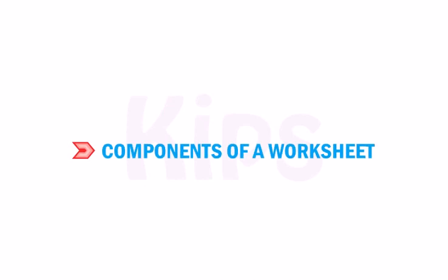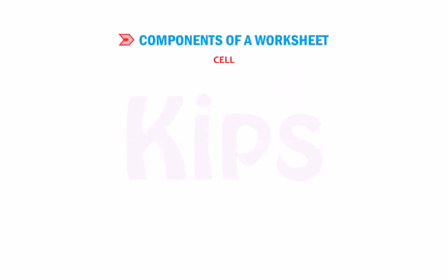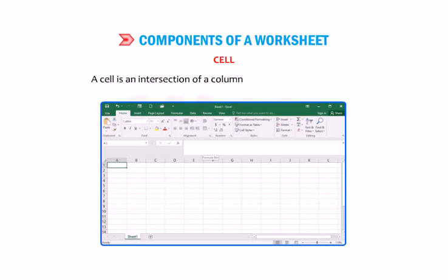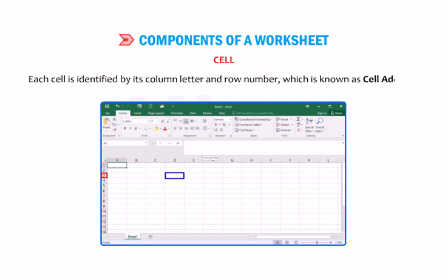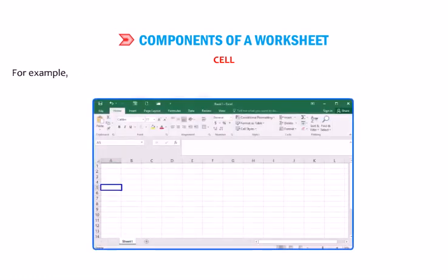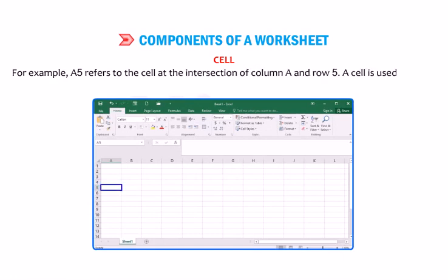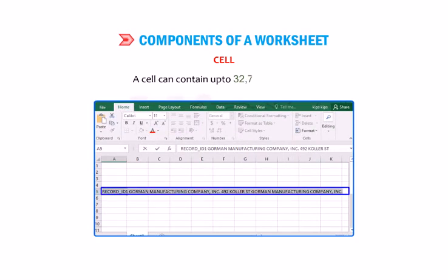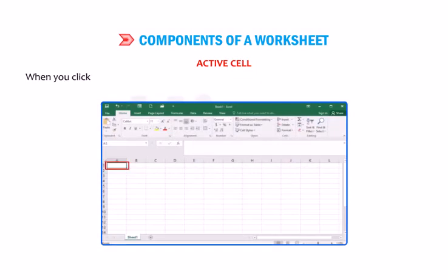Let us learn about various components of a worksheet. A cell is an intersection of a column and a row in a worksheet. Each cell is identified by its column letter and row number, which is known as cell address. For example, A5 refers to the cell at the intersection of column A and row 5. A cell is used to store data such as text, numbers, formulas, functions, etc. A cell can contain up to 32,767 characters.